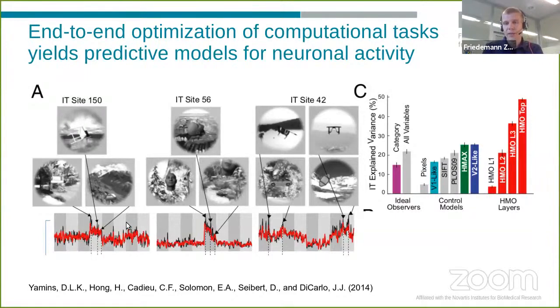And the fact that they could explain so much variance, in fact, almost up to 50%, which at the time was a lot more variance than the best models that were specifically built to capture the activity of the ventral stream and the visual system. These were these control models down here. That was remarkable because this model that they used was never actually trained on reproducing the activity. It was just trained on a task, on solving this specific problem.